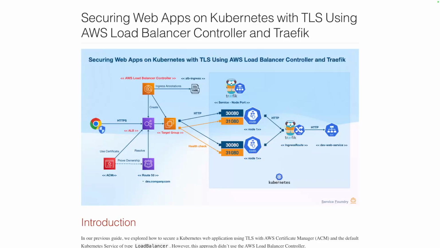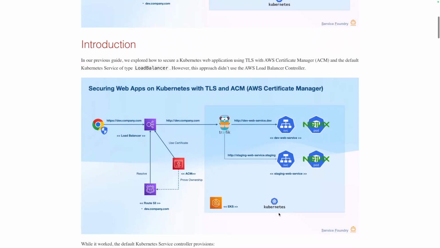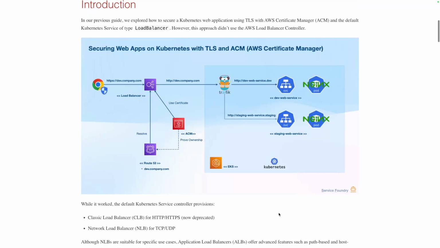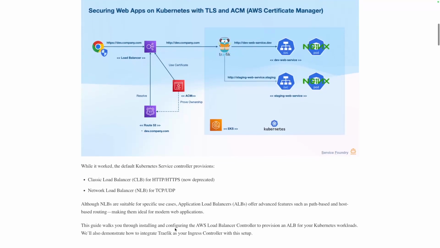Welcome to this hands-on guide on securing web applications on Kubernetes using TLS, powered by the AWS Load Balancer Controller and Traefik. In our previous guide, we used the default load balancer service type in Kubernetes to expose our application over HTTPS with ACM, but that setup used older AWS load balancer types like the classic load balancer or NLB. These lack features like path-based routing.